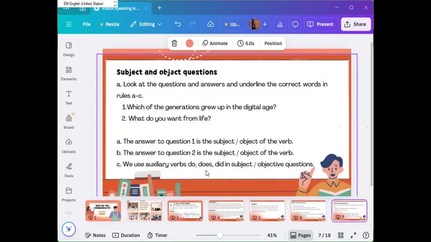All right. So we use the term auxiliary verb because some of the time we use do, does, did as a main verb. Sometimes we use do, does, did as a main verb. As a main verb, we will not call it an auxiliary verb. And here auxiliary is the helping verb.